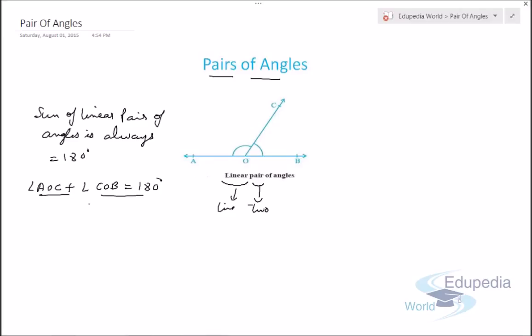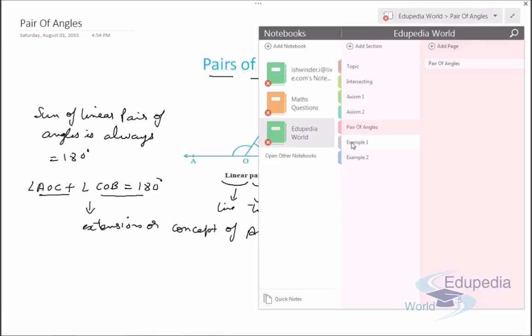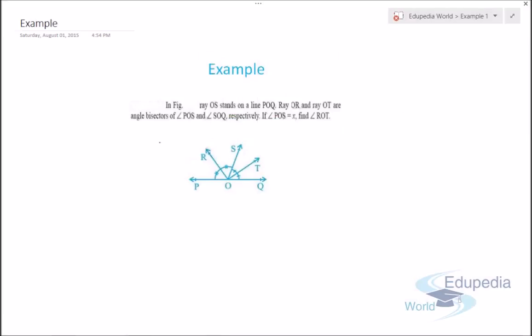Which we can say is also an extension or concept of axiom number 1, meaning adjacent angles on a straight line, which we have discussed right now in the previous slide. So this is a pair of angles. So let's discuss some of the examples related to pair of angles.